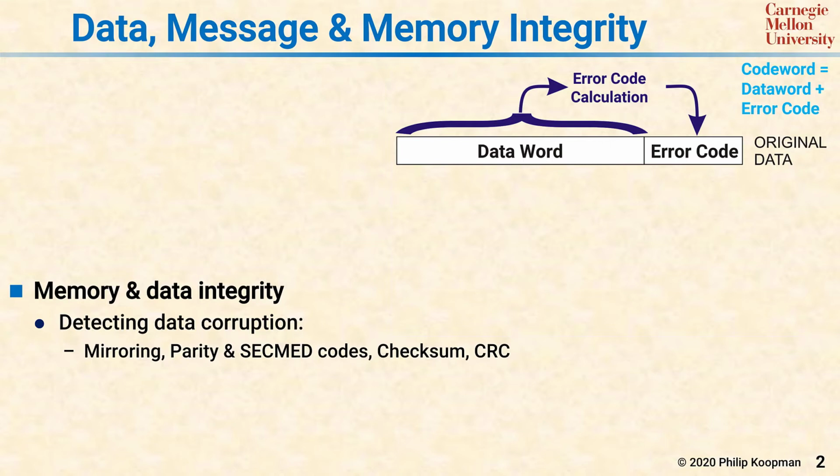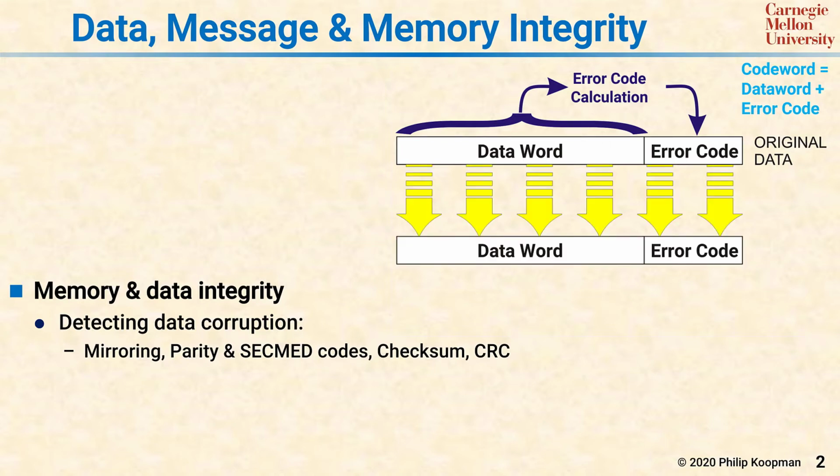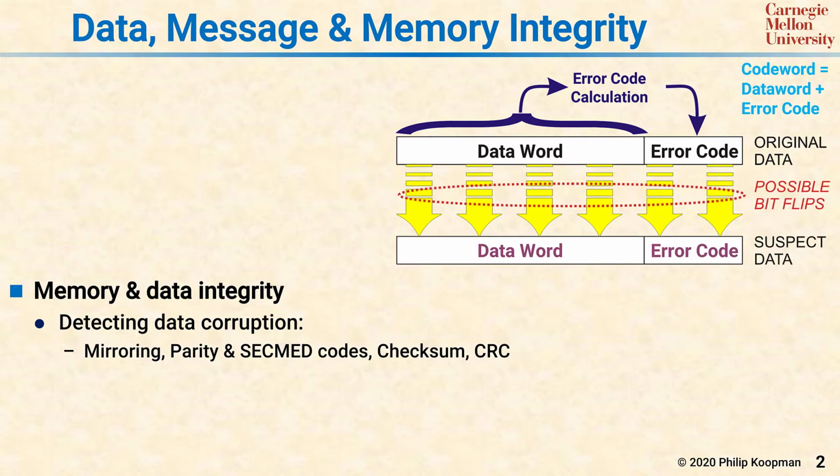After you've computed an error code, you do something with the data, such as store it in memory or transmit it. While that data is in transit or in storage, things might happen to it. So later on, you recover the data word and the error code, and you try and figure out, is that data corrupted or not? It's possible that there's been some data corruption, and a typical fault model for this is bit flips. The idea is one or more of the bits in the data word or error code, so somewhere in the code word, there's been a bit flip that changes the value of the data from what you stored or what you sent into what you recovered.